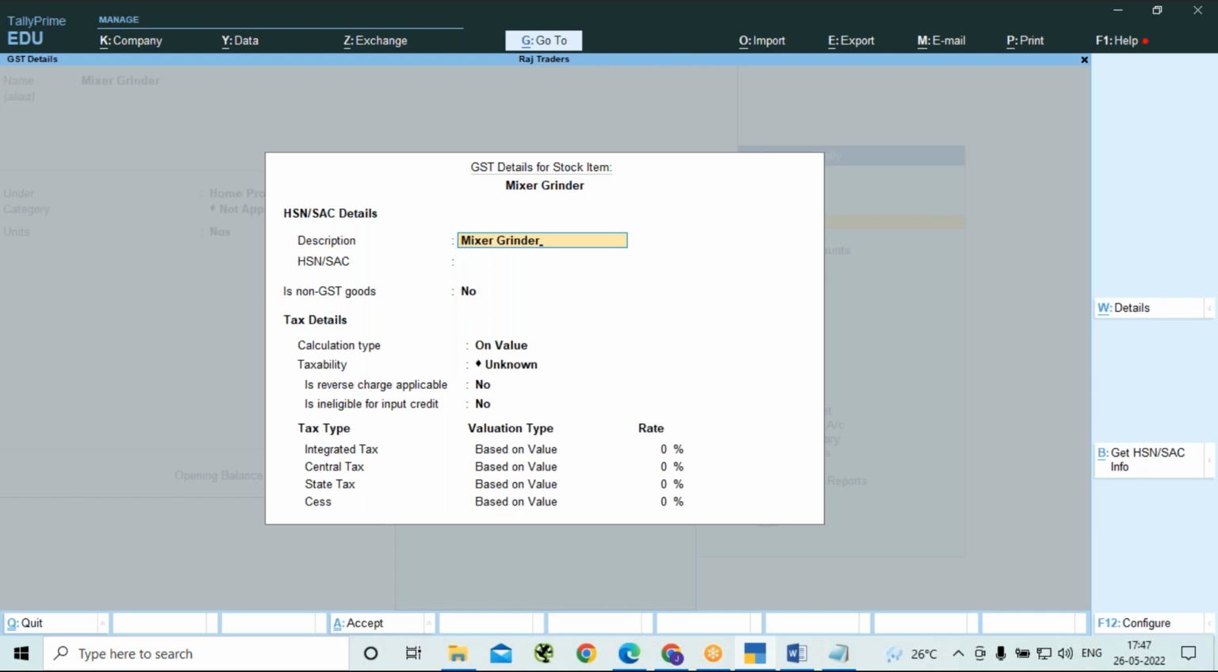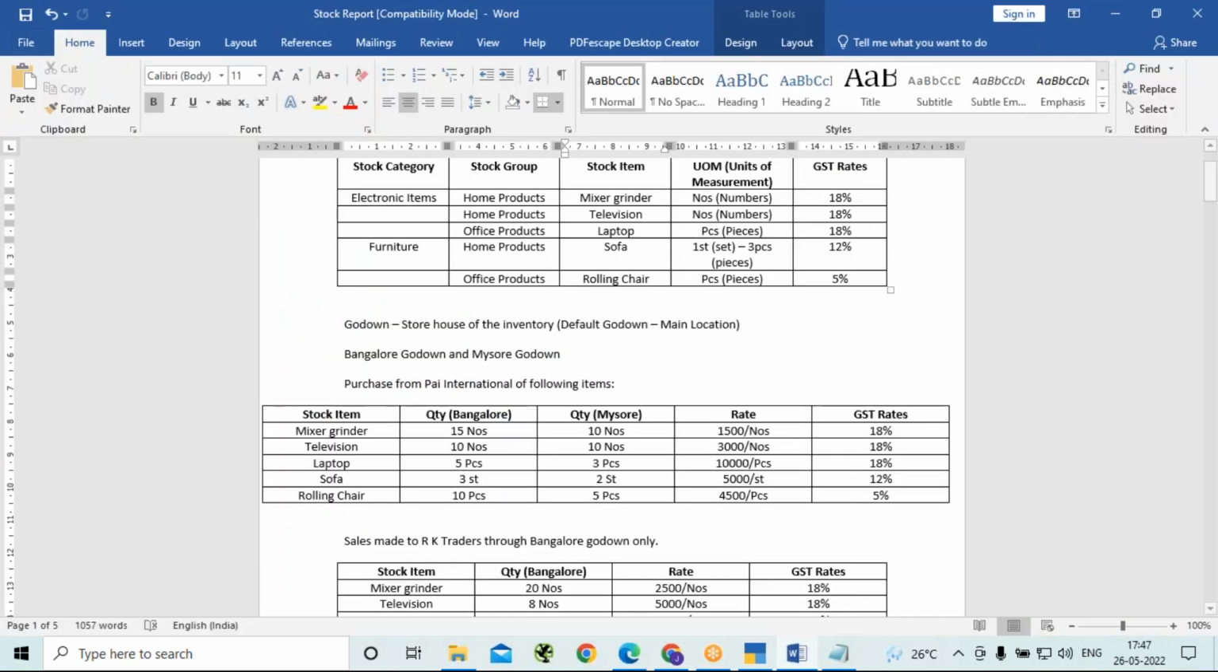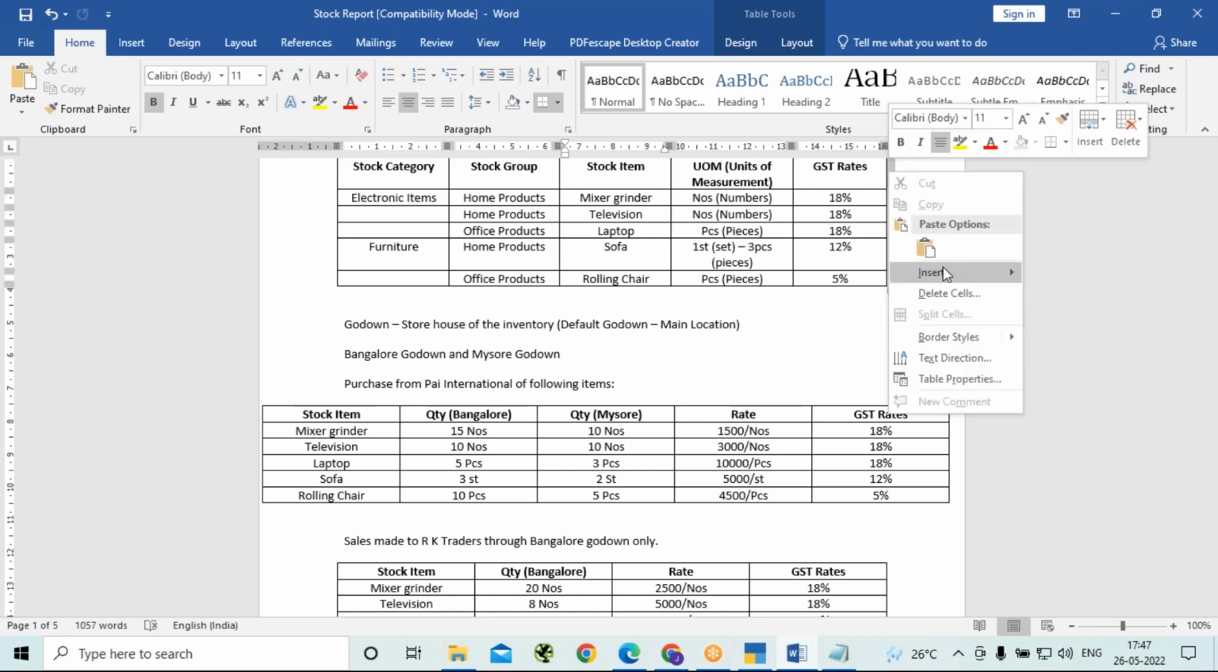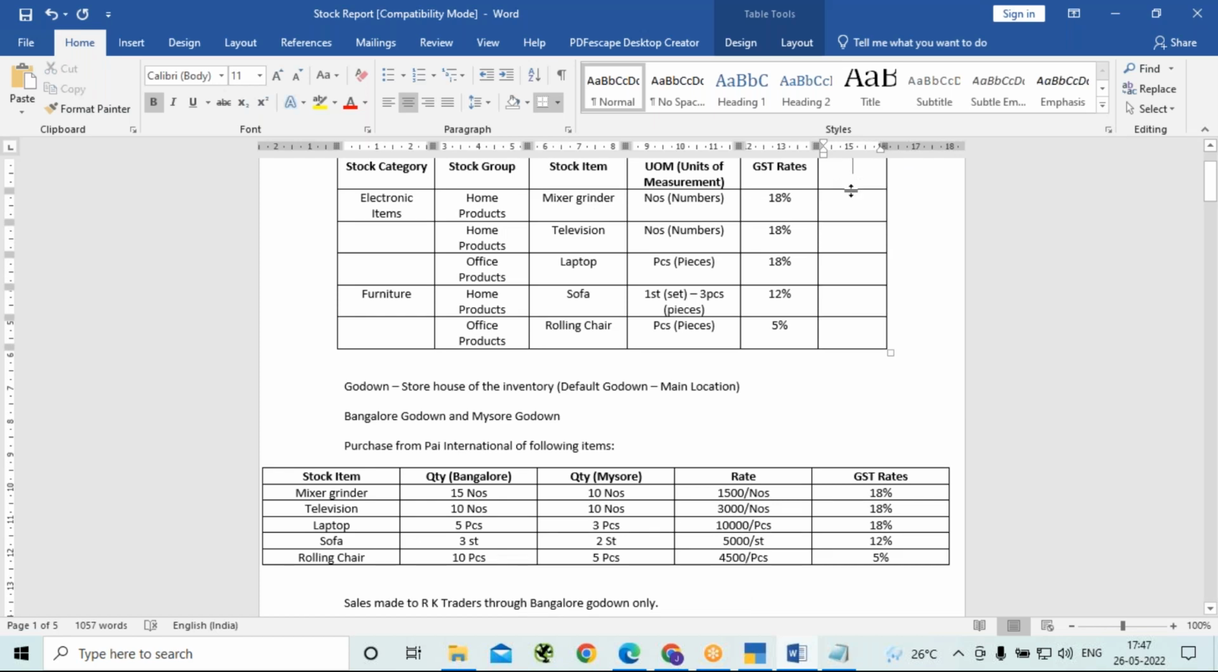When it comes to the services, it is going to be the same name of the services. We can give it over there. Okay, next, HSN or SAC. So whether we are going to have an HSN code or a SAC code. HSN, sir. HSN. Okay. So let me add one more column as HSN code.